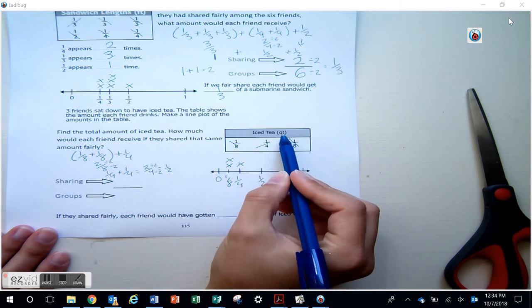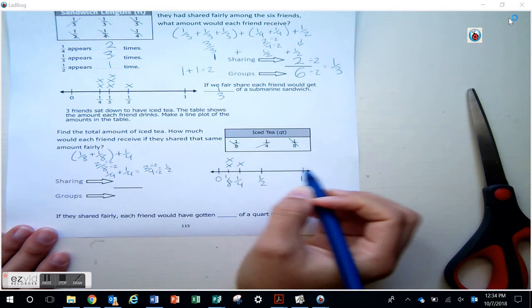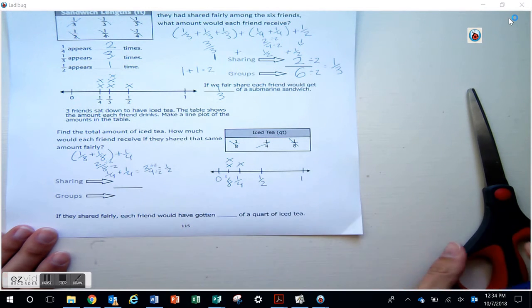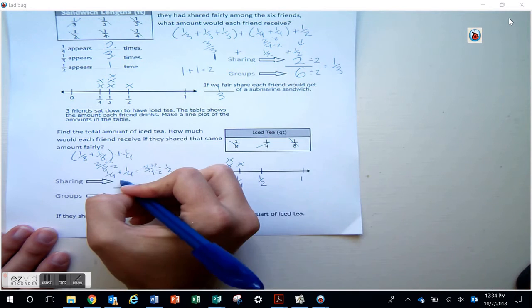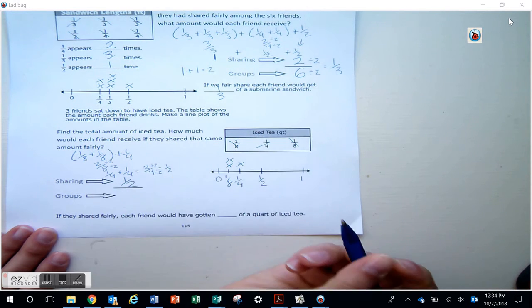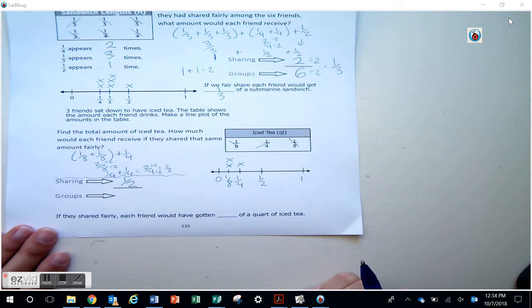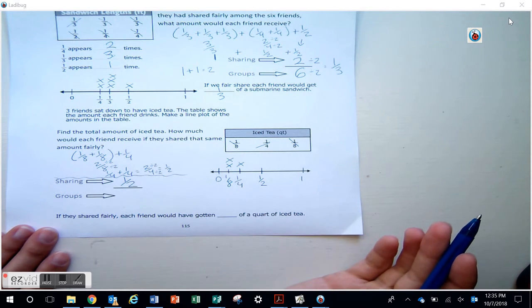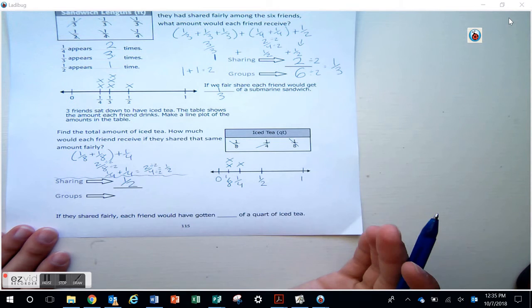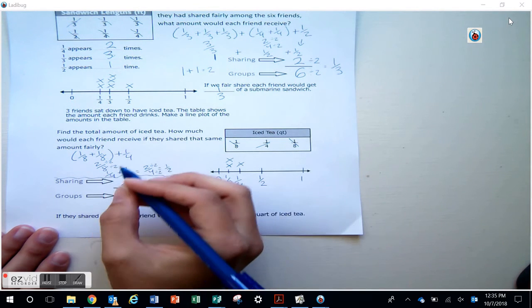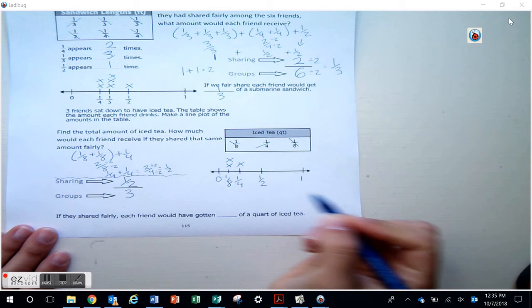quarts of iced tea. That's the amount that I'm going to be splitting up now that I want to make it fair. So I'm going to do my 1/2. Draw a little line here so we can see the difference between them. I have my 1/2, and I'm splitting that again into how many groups? How many people are going to share this 1/2 quart of iced tea? Well, it's going to be those 3 people.